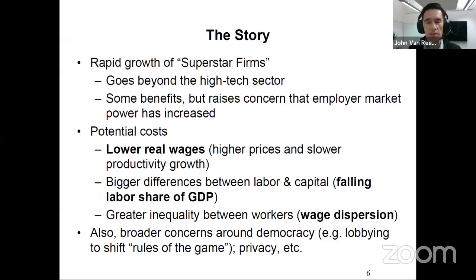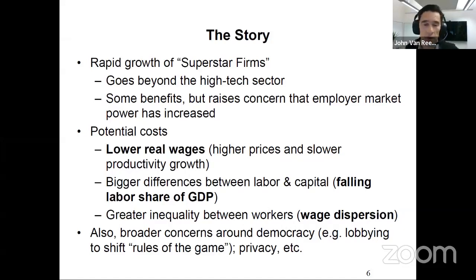So as these firms get more power in the product market, it also has implications for what might happen to wages. So the costs potentially of the increased dominance of these firms could be lower real wages because of higher prices, if these firms have product market power to increase prices and markups. If they're less productive because they're becoming less efficient, or they're slowing down productivity growth, then that's also going to feed through to lower real wages.